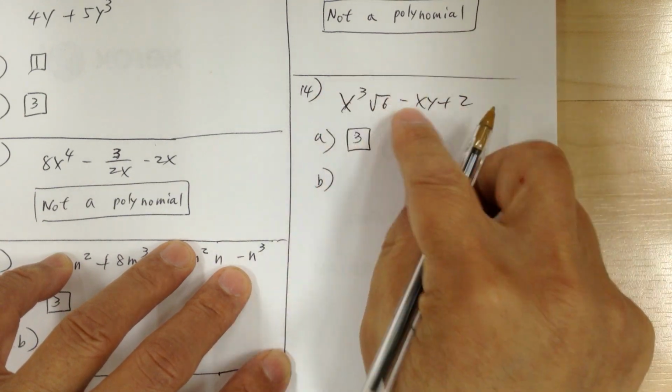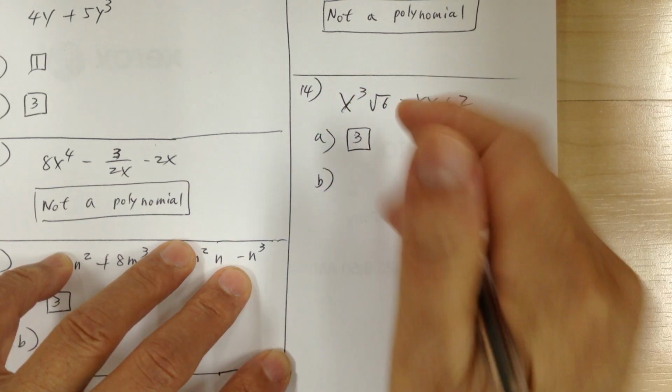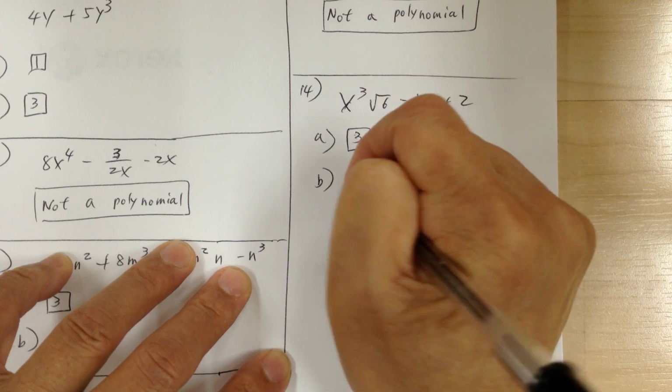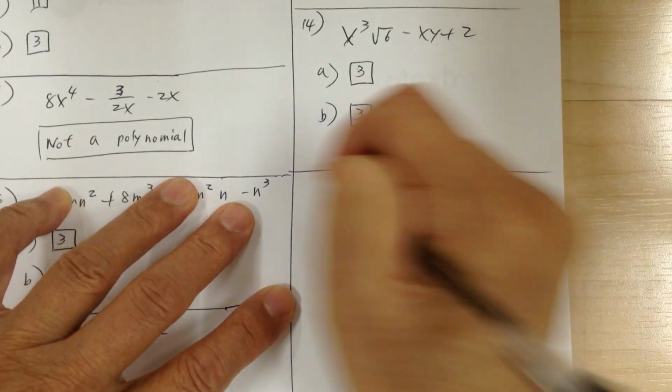For part B, the whole thing, this is third degree, this is 2, this is 0, so it'd be the third degree, or degree 3. Okay.